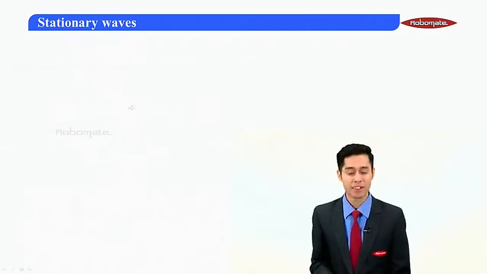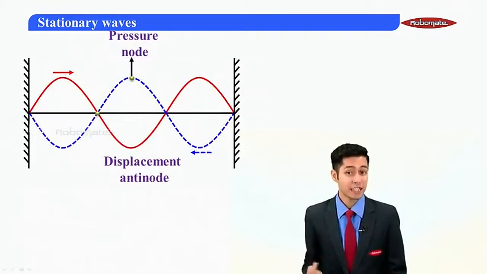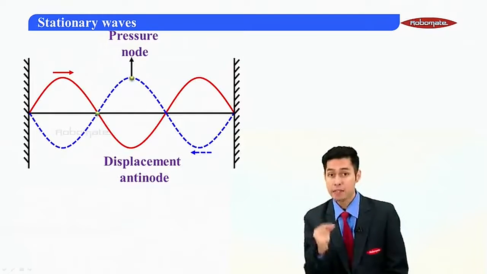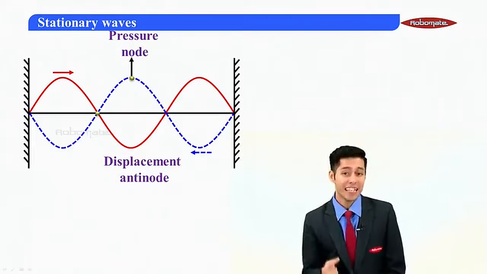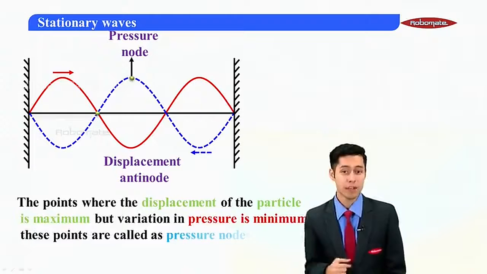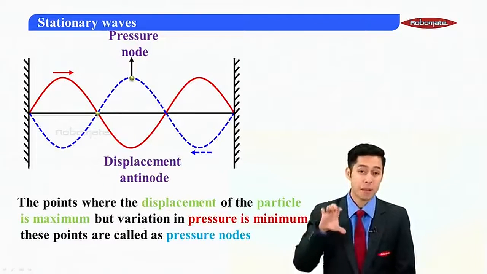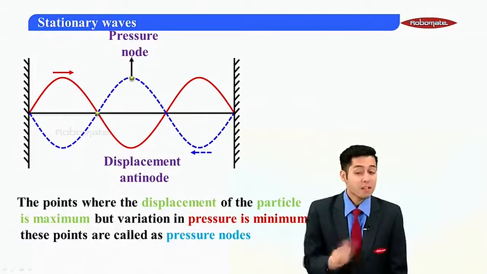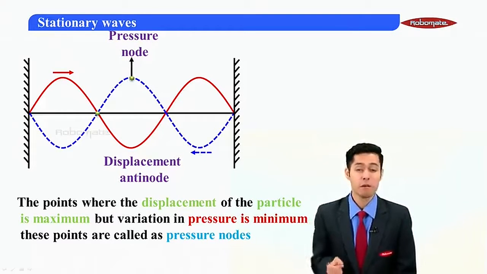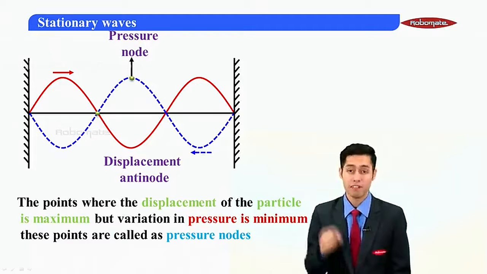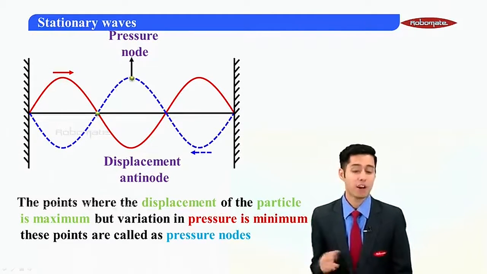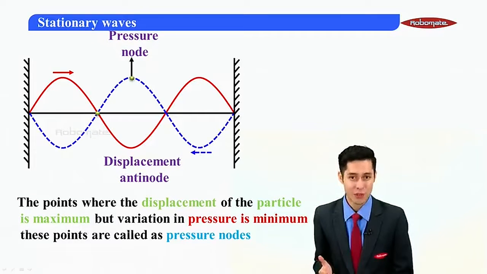Similarly, moving ahead to the next point, which says that the point where there is a displacement antinode, that means the particle can move freely, that point is a displacement antinode. But can I say the pressure will be minimum? That is why the particle can move freely. So pressure is minimum, or the variation in pressure is minimum. Hence these points are also called pressure nodes.